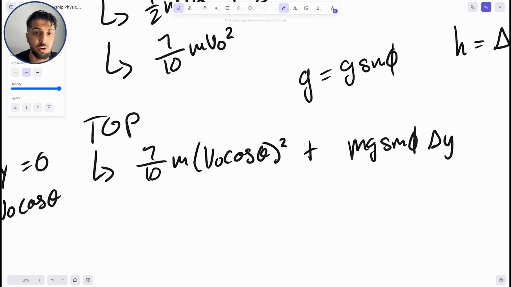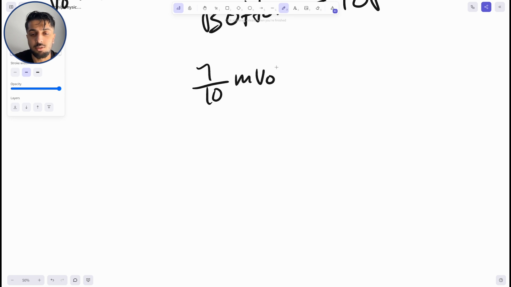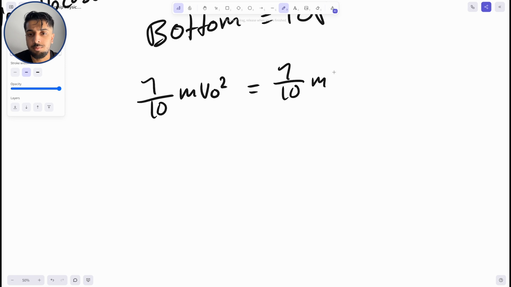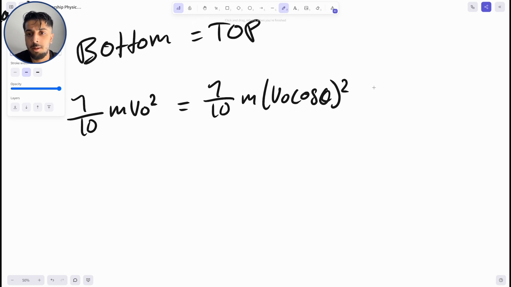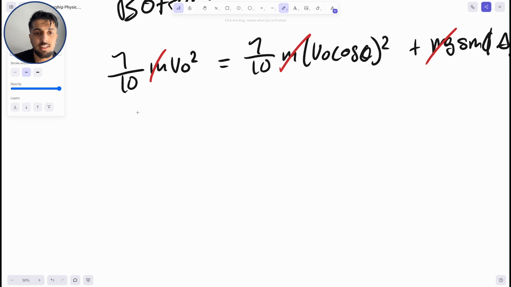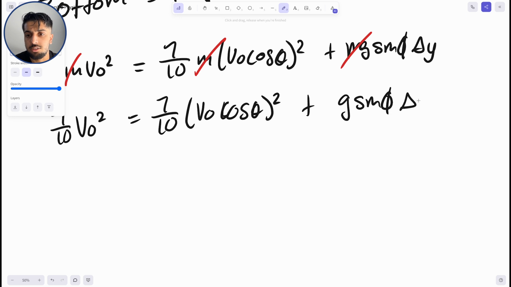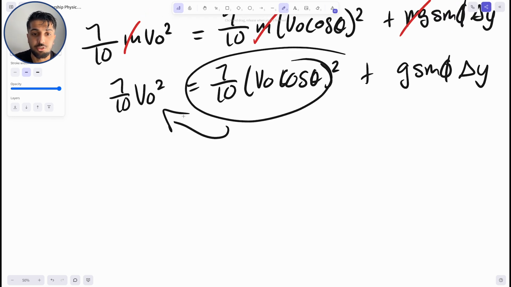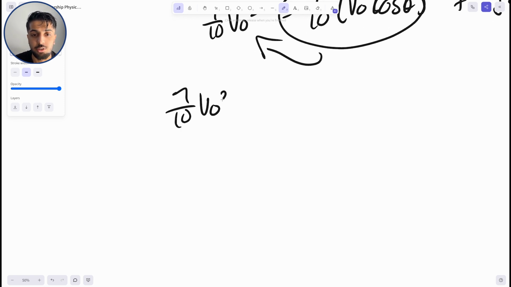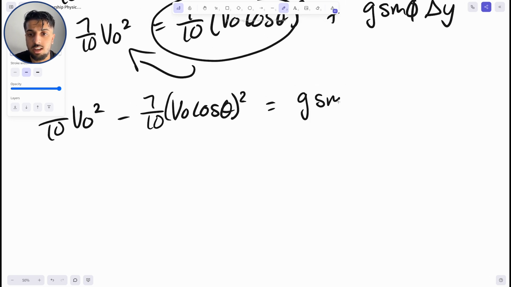Okay, so now that we have the two expressions for energy at the bottom and energy at the top, we know that due to conservation of energy, the energy at the bottom is equal to the energy at the top. And so 7 over 10 mv0 squared is equal to 7 over 10 mv0 cos theta squared plus mg sine phi delta y. Now we can cancel all the masses, and we get 7 over 10 v0 squared is equal to 7 over 10 v0 cos theta squared plus g sine phi delta y. Now, gathering our like terms, we can move this expression onto this side right here, and we get 7 over 10 v0 squared minus 7 over 10 v0 cos theta squared, and that's equal to g sine phi delta y.